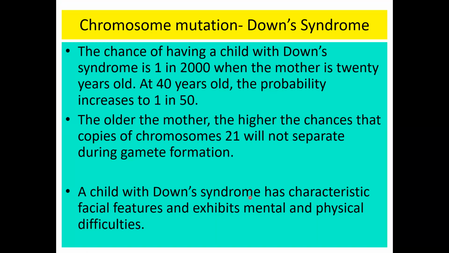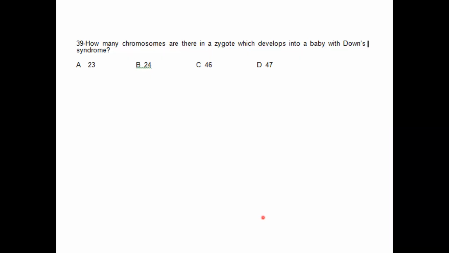These persons usually are having particular facial features, and they are suffering with the mental and physical disabilities. Okay, here is a question. How many chromosomes are there in a zygote which develops into baby with Down syndrome? Mention your answer in the comment box.